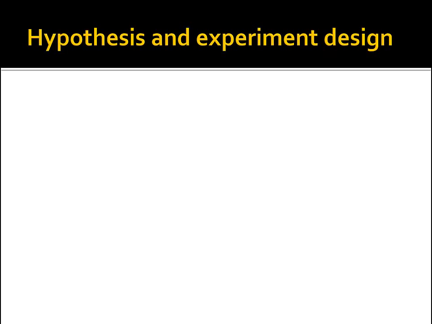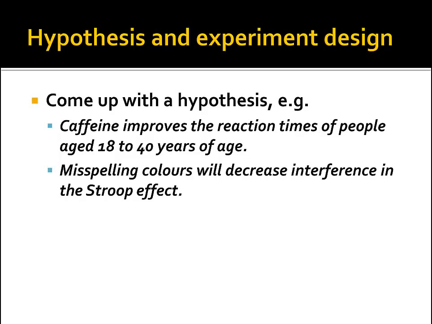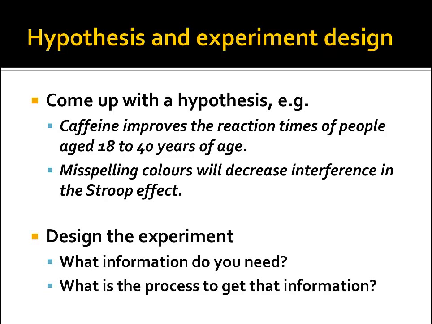Okay, so your hypothesis and experiment design. You need to come up with a hypothesis, and it might be something like caffeine improves the reaction times of people aged 18 to 40 years of age. So it's a statement, and then you try to see whether that's true or not. It might be misspelling colours will decrease interference in the Stroop effect. So come up with a hypothesis, whatever you want to investigate, and then design your experiment.